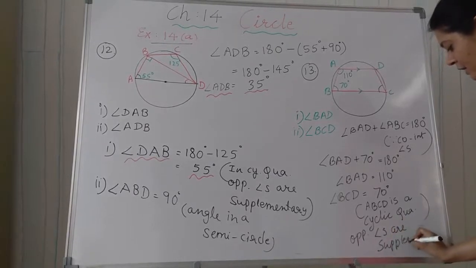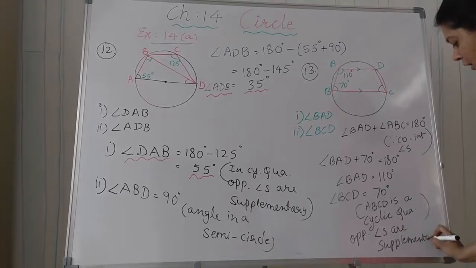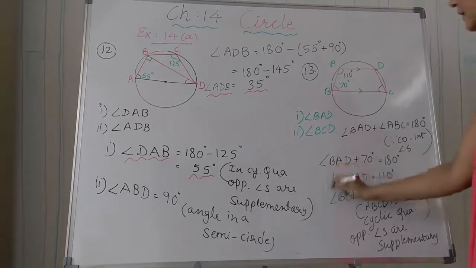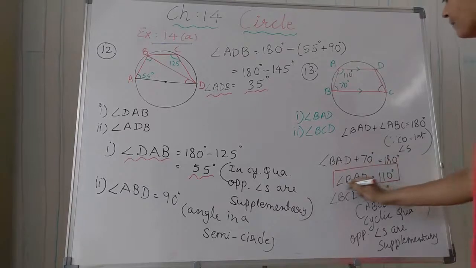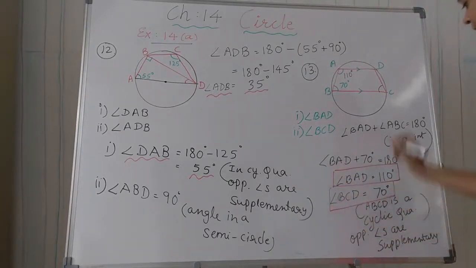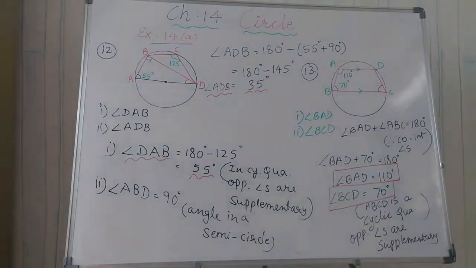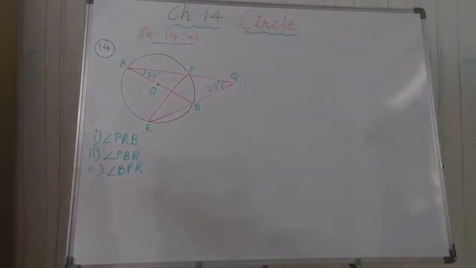You can write it very shortly in each and every question. It is compulsory to show the reason. So here we have completed question number 13. Here the first angle is found as BAD 110 degrees and the second angle BCD as 70 degrees. So this way students, you can solve any question you see. So let us start question number 14.